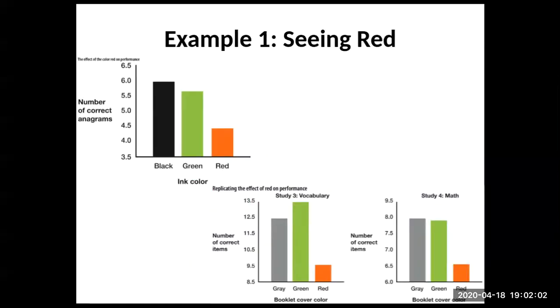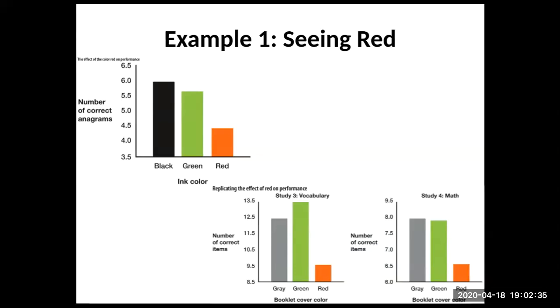Really quickly, I'll go back to example 1, and one of the things I wanted to point out, because we do talk about control variables, is the fact that I did say they controlled for the type of vocabulary and math problems, and that they were all the same between all groups. Because when you say that A causes B, in this case, the color red causes you to do worse on assignments, it didn't matter what the assignment was. We had anagrams, we had vocabulary, we had math. And in this case, we would have to control for any of those other factors.